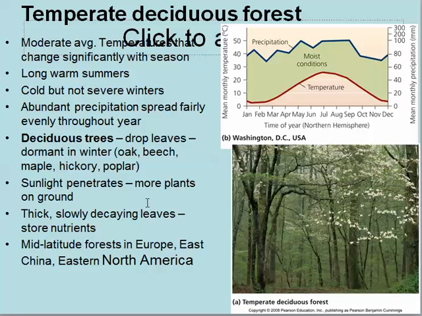So we can take a little closer look at some of these biomes, and you can see how the interaction of temperature and precipitation produces these different biomes. Again, we're looking at the temperate deciduous forest such as we live in, and you can see that this precipitation is distributed fairly evenly throughout the year, but we have very warm summers and pretty cold winters.